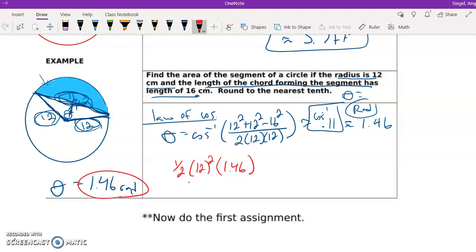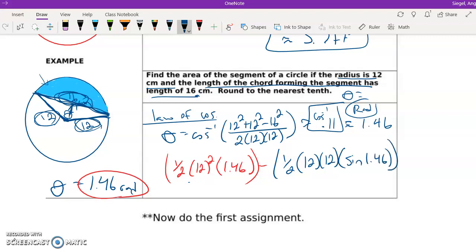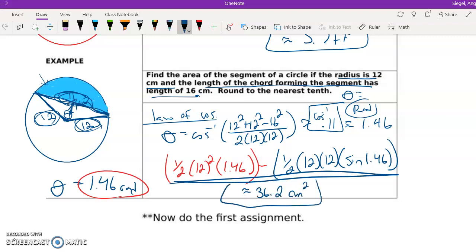Then I'm going to subtract the area of a triangle, 1/2 side length, side length, and then the sine of the included angle. Then put this whole thing in your calculator. I did this ahead of time, and you should get about 36.2 square centimeters if you typed it in your calculator correctly.